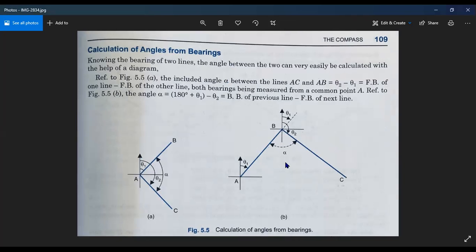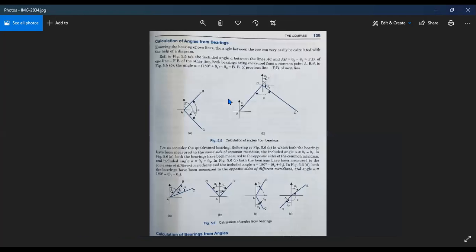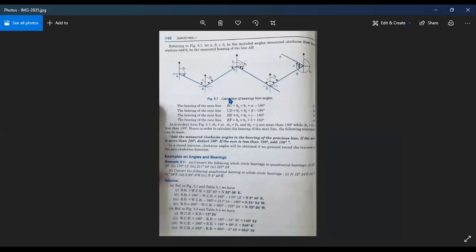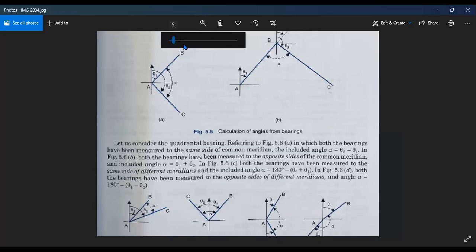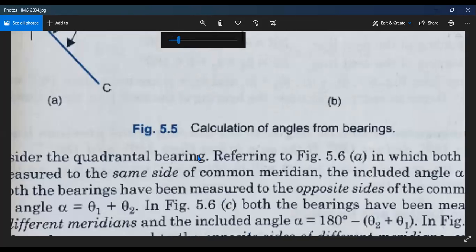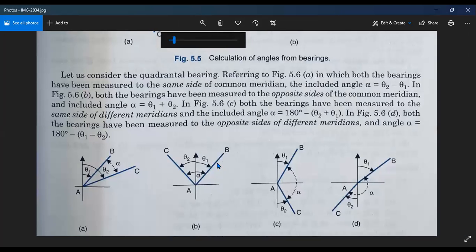Okay. So calculation of angles from bearings. Whenever the bearings of the lines are given to you with respect to some meridian, using those bearings, you can calculate the angles between the lines. Okay. Now we will go for the next one. Calculation of angles from bearings is over. Now we will calculate the bearings from the angles.